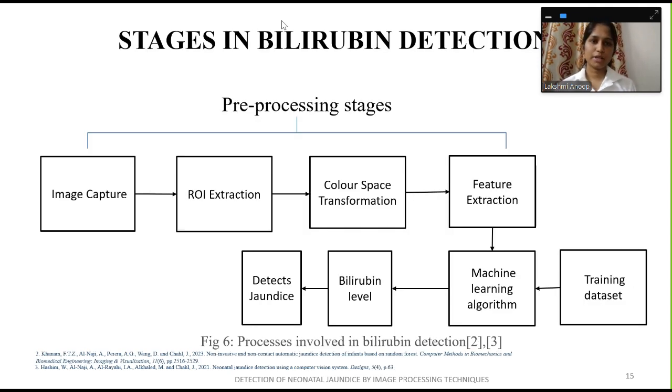These are the stages in bilirubin detection. The first stage is the pre-processing stage, which includes image capture, ROI extraction, color space transformation, and then feature extraction. The extracted features are then given to the machine learning algorithm, which is trained on a certain data set to detect the level of bilirubin from the given images, and then it detects whether the newborn or the infant is jaundiced or not.